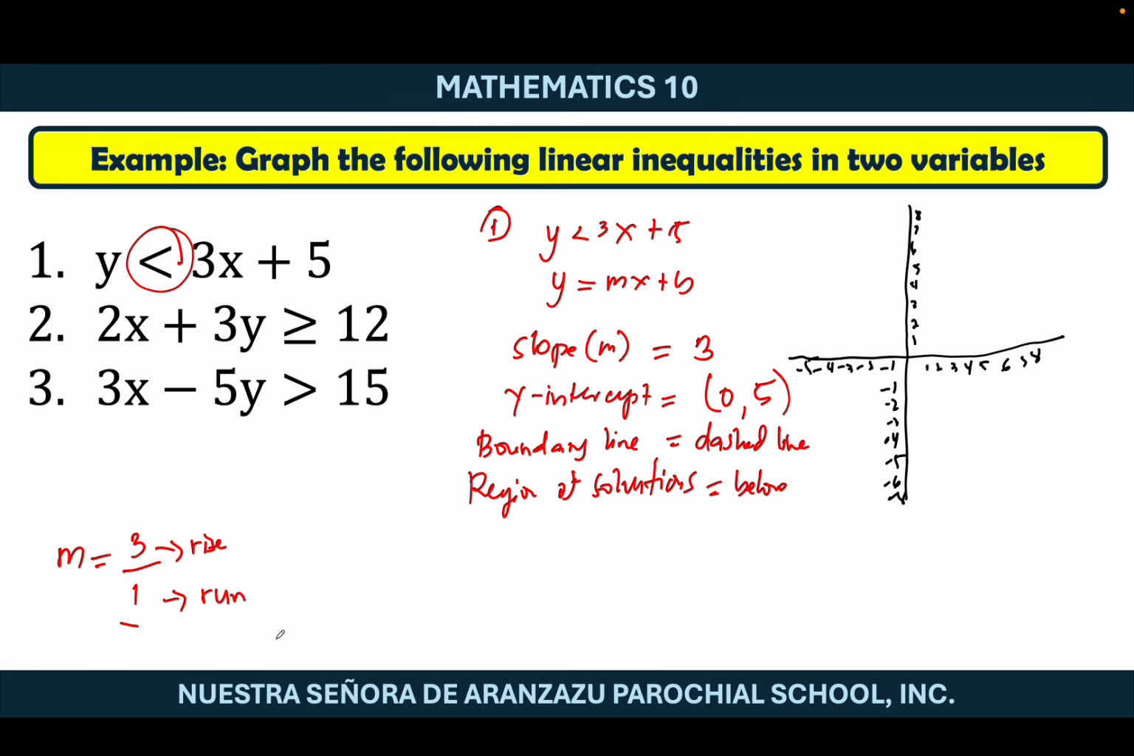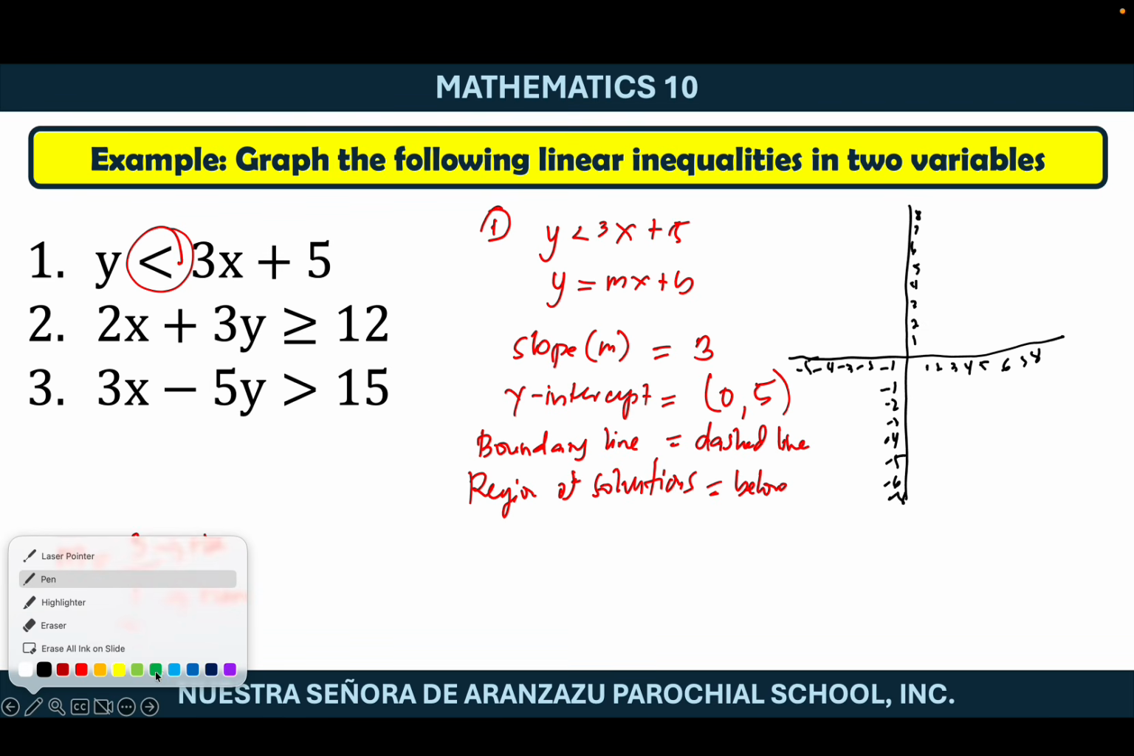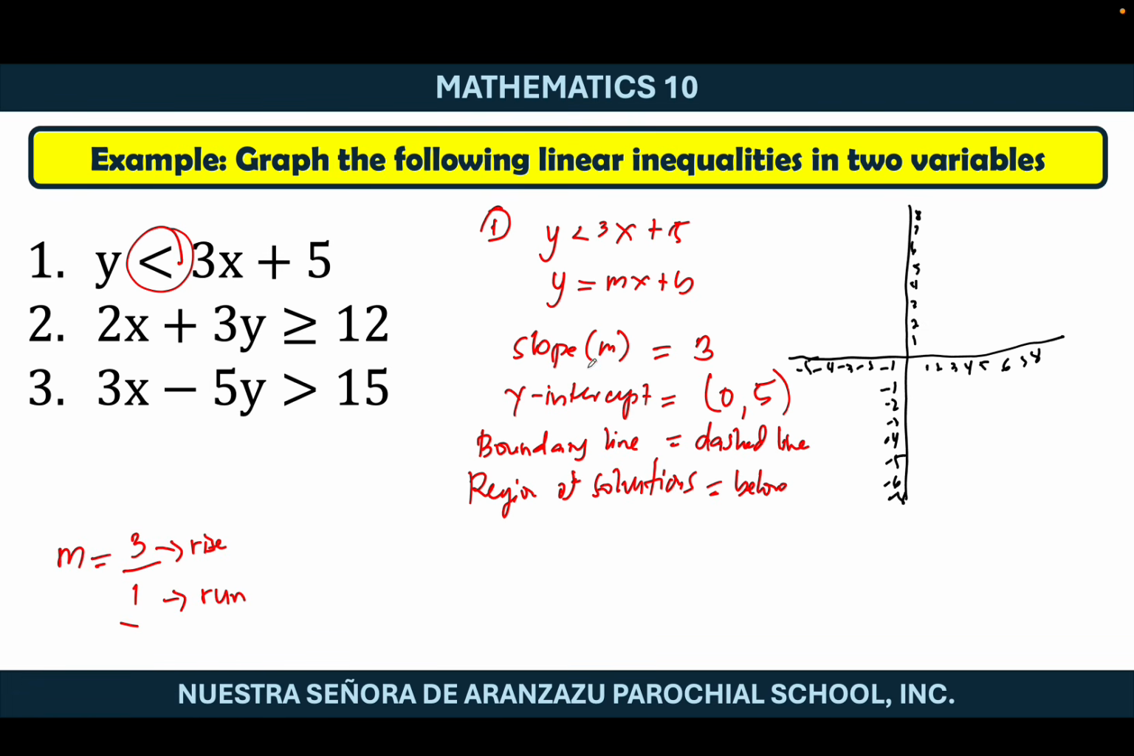Okay, plot natin si 0, 5. So, si 0, 5, that is located here. Yan yung ating, ang tawag dito, y-intercept. Yan yung una nyo ipa-plot. Then, yung slope natin, sabi natin, ito yun kapag whole number. So, mag-move ka upward ng 3. Okay, 1, 2, 3. Then, to the right ng isa kasi positive 1 yun. So, dito siya.